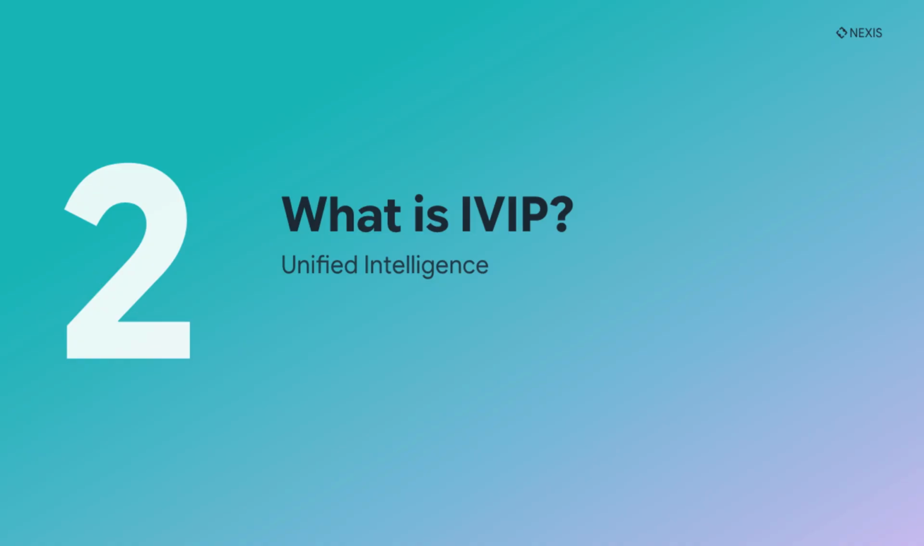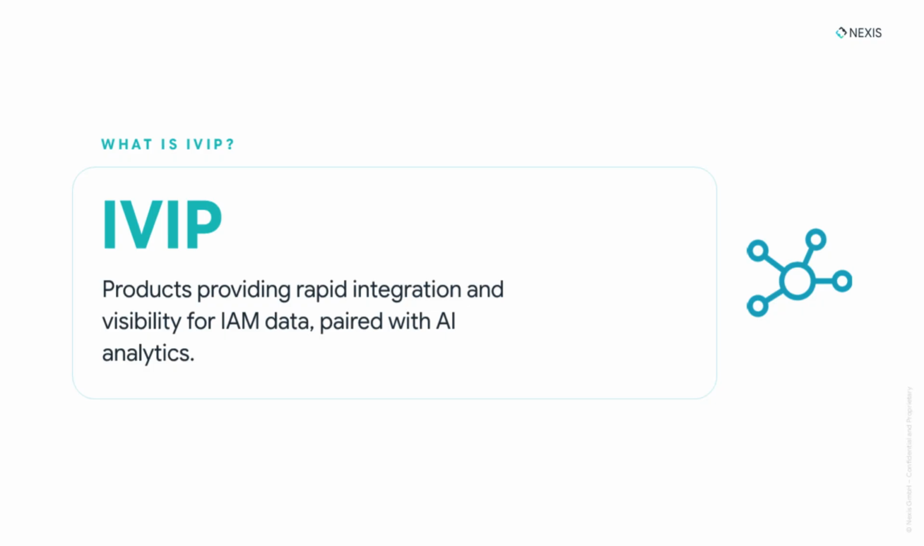Which brings us to Section 2. What on earth is an IVIP? Well, an IVIP, which stands for Identity, Visibility, and Intelligence Platform, is really the ultimate missing layer in all of this. It gives you rapid integration and visibility across all your identity data and pairs it up with AI-enabled analytics. So instead of constantly jumping between a dozen disconnected dashboards, an IVIP simply consolidates all those siloed tools into one single, unified governance view. It's a real game changer.